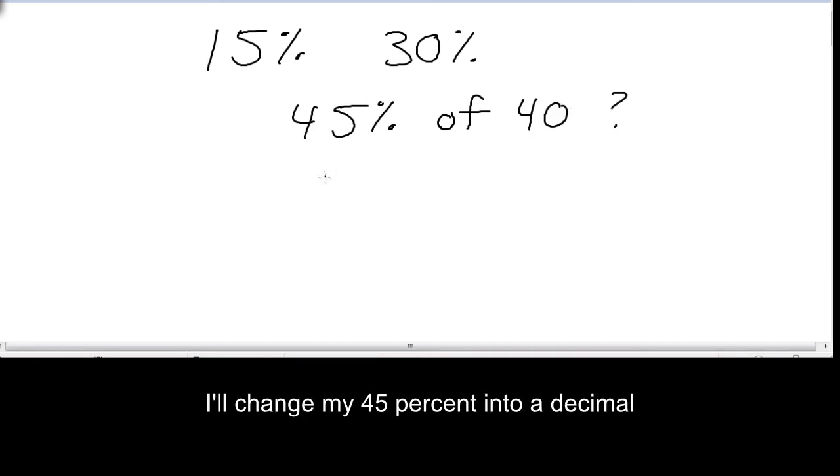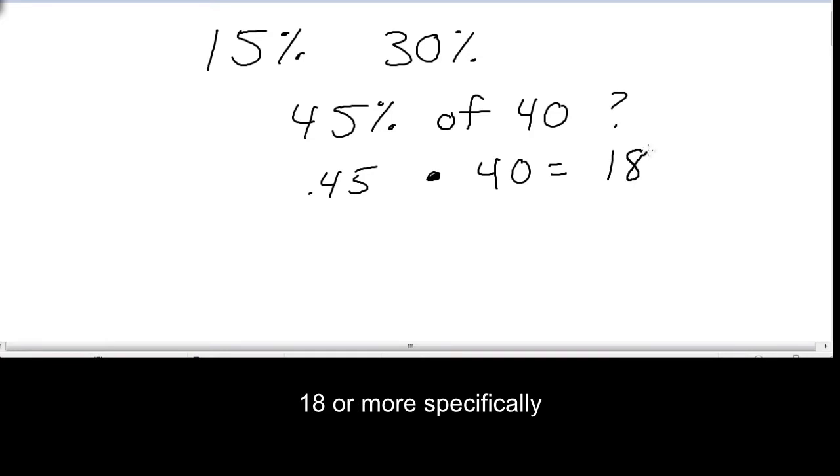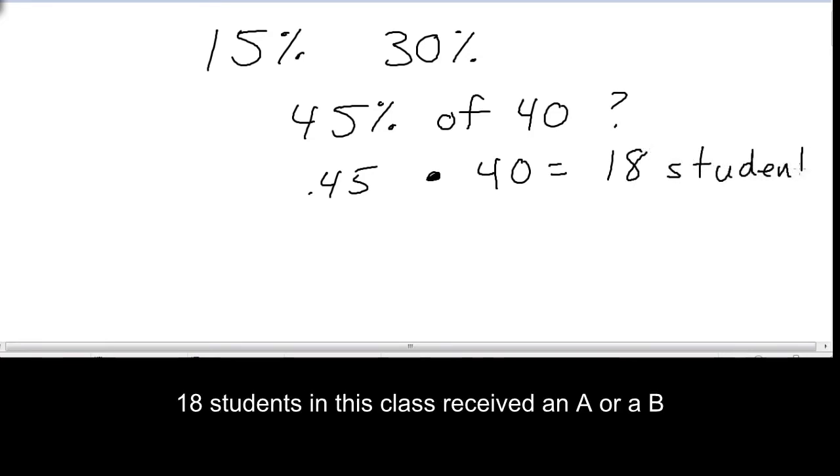I'll change my 45% into a decimal. It becomes 0.45. Of becomes multiplication, and 40 is 40. When I multiply, I'll get 18, or more specifically, 18 students in this class received an A or a B.